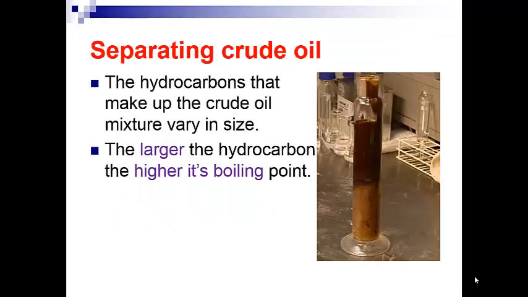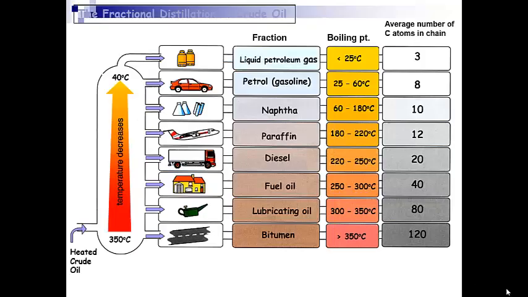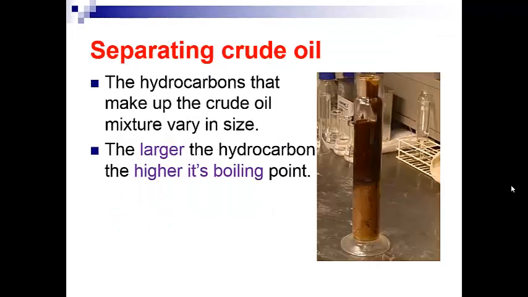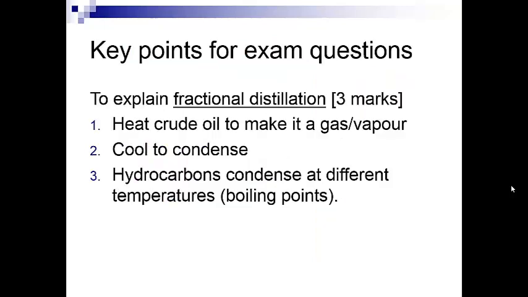The hydrocarbons that make up crude oil vary in size. You can see that at the bottom, bitumen is 120 carbon atoms in length, whereas at the top, for example, petroleum gas is only 3. So they do vary in size, so they have a different chain length. The chain length refers to the number of carbon atoms in the molecule. So we said already, the larger the hydrocarbon, the higher its boiling point.